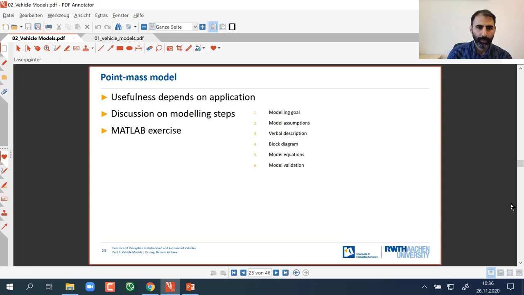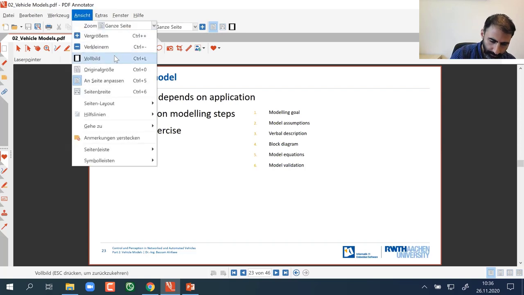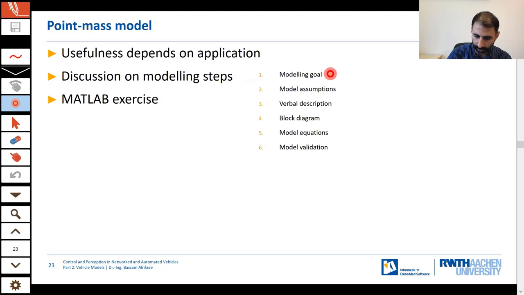Going back to the models. The point mass model, its usefulness depends on the application. As always in modeling, we start with the modeling goal, and the usefulness depends on the goal in the first step. The model assumptions we have met in this model are many. We have a very simple model. We just consider the whole vehicle as a point mass, and we consider the accelerations in both directions. This is the verbal description of the model, what I described now.